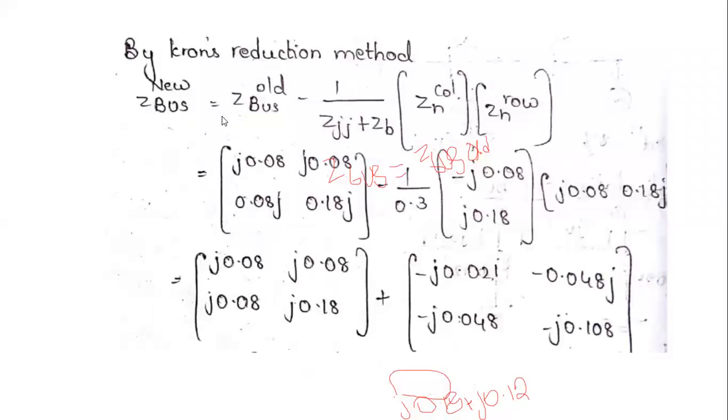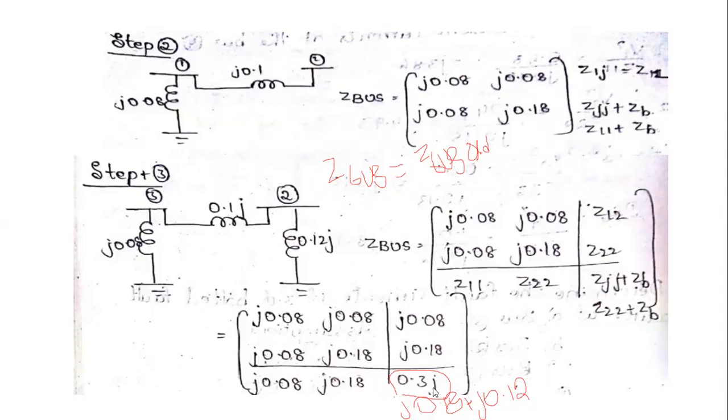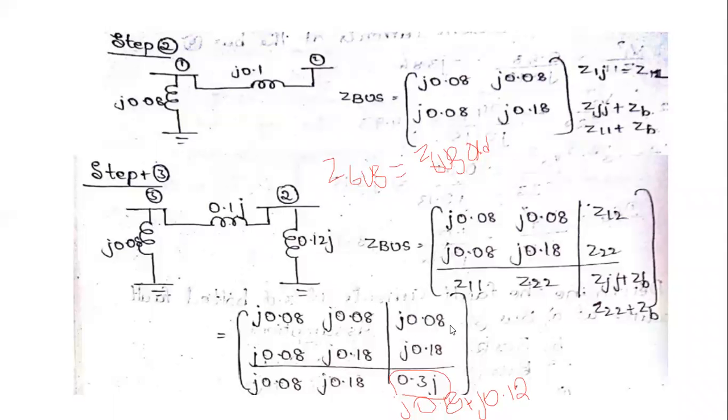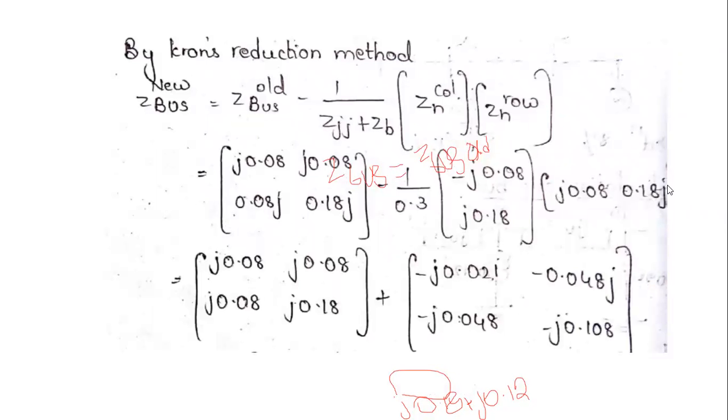After calculating this matrix, then we form the link, the addition of an element in between the link. We are using this formula: Z bus old minus 1 by ZJJ plus ZB is equal to this value, that is 0.3 J, into Zn row and column J 0.03, J 0.18, row is 0.08, J 0.018. Then simplify this equation, and then we obtain the Z bus new matrix.